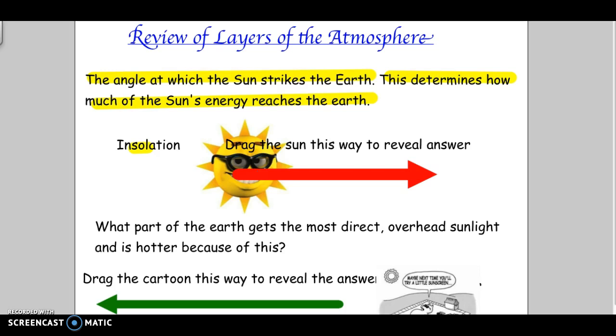Insolation. You'll see that I tried to do my best here and kind of failed a little bit. But sol, which is sun. Insolation: the angle at which the sun strikes the earth. I'm going to pause the video. If you're watching the video, you can pause it as long as you want to and jot that down.